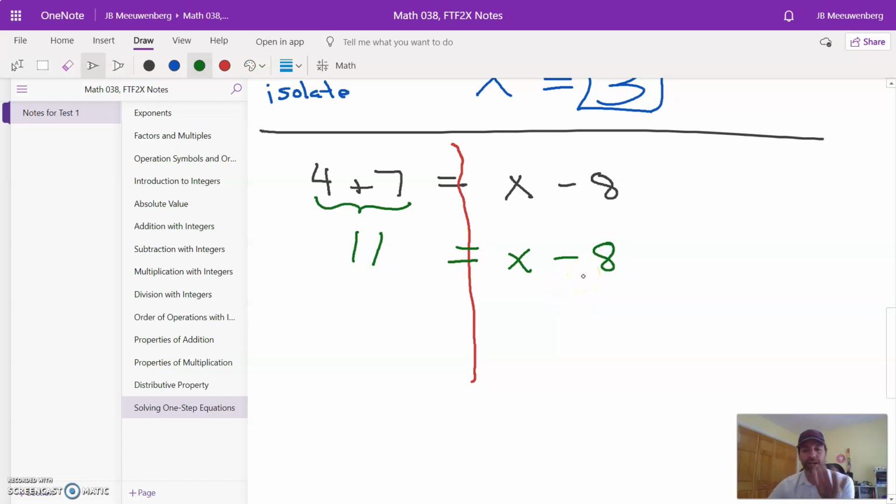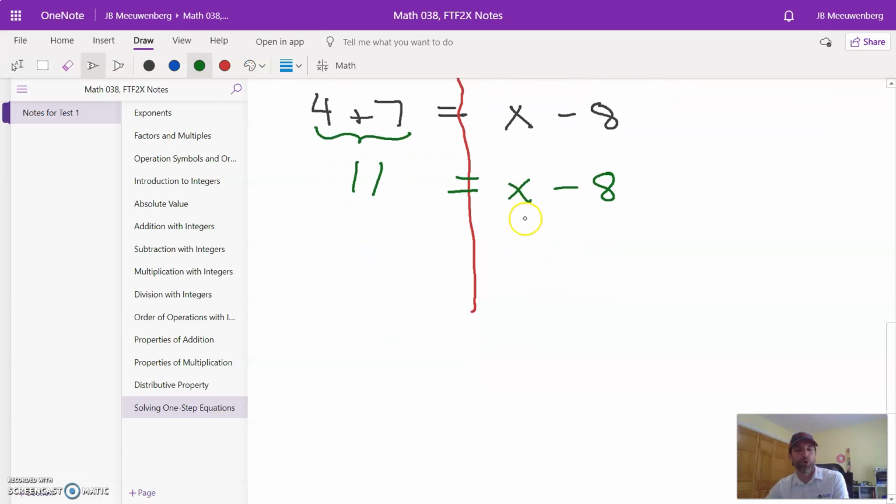Again, our goal is to isolate the variable. Get the variable all by itself. It doesn't matter which side it's on. We just want to get it by itself. The problem in this case is we've got this minus 8 over here. We want the minus 8 to go away so the x can be alone. How do we undo subtraction of 8? We add 8. We do the inverse operation.